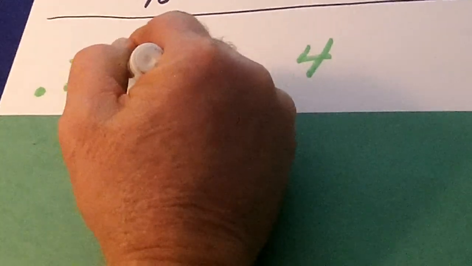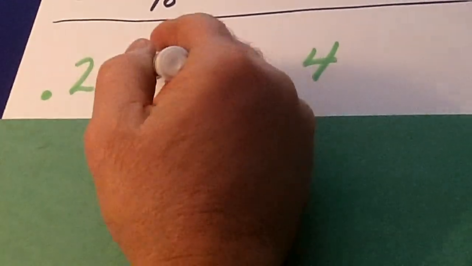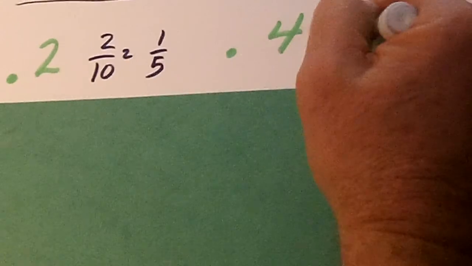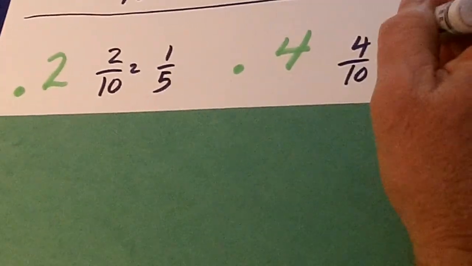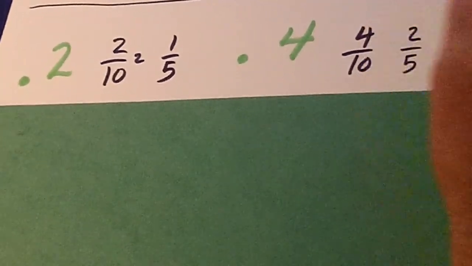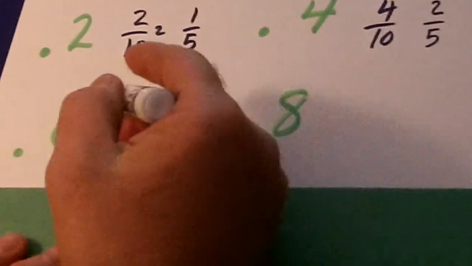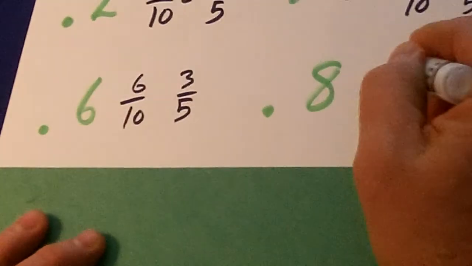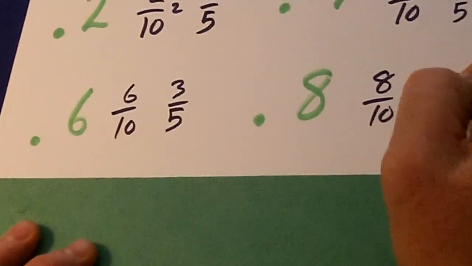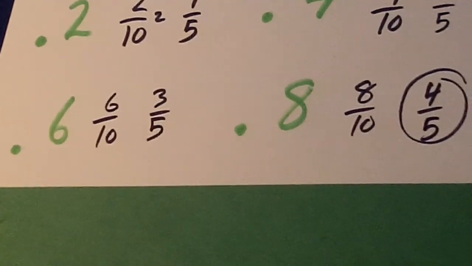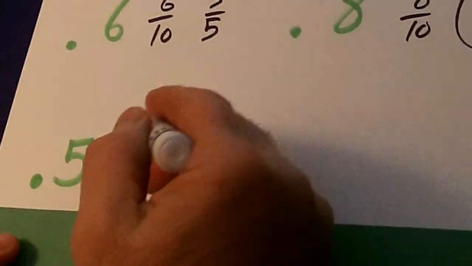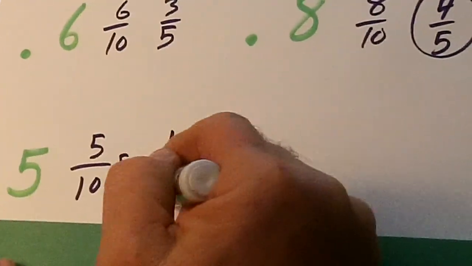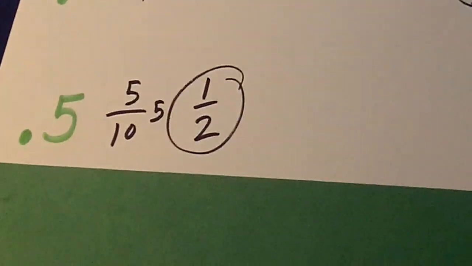Okay, so we go 2/10. Now we're going to reduce that by 2 to get 1/5. 4/10, reduce that by 2 top and bottom to get 2/5. 6/10, 3/5. 8/10, 4/5 reduced. Then there's one left. 5/10. Well, a nickel can go into both of those, 1 and 2. 5/10 is 1/2.